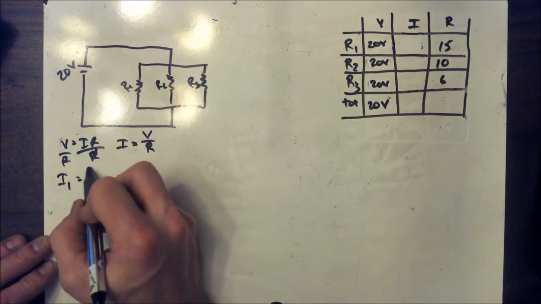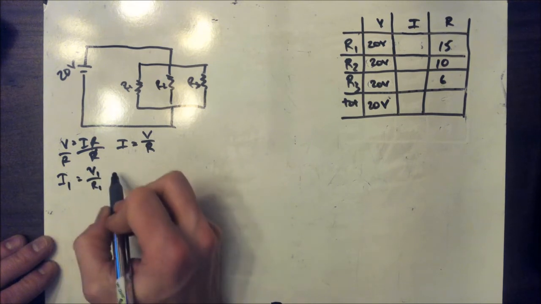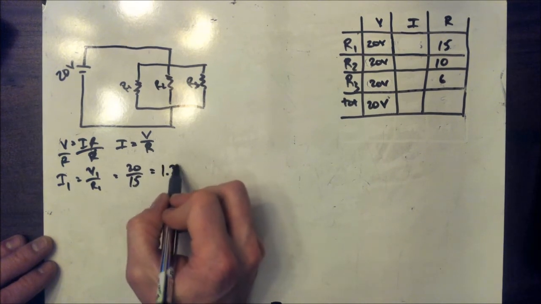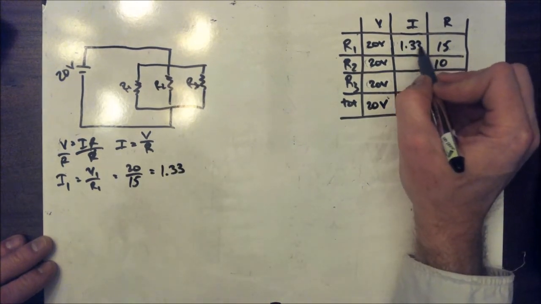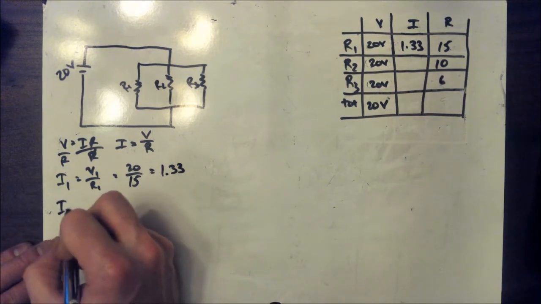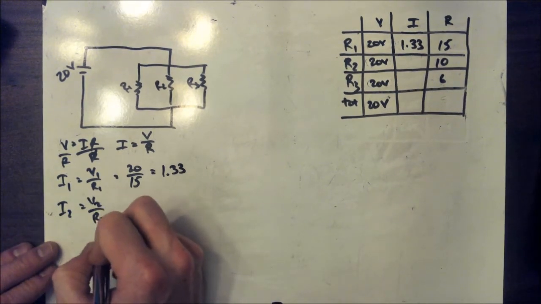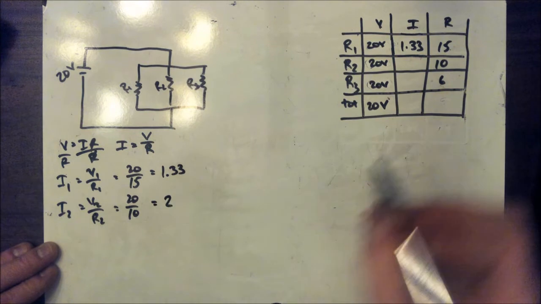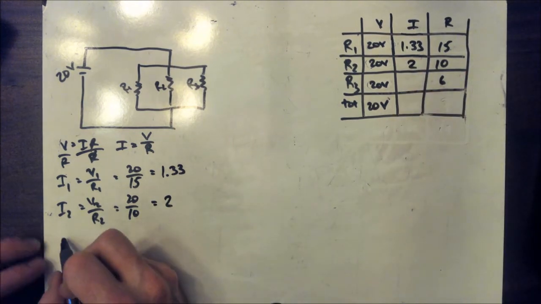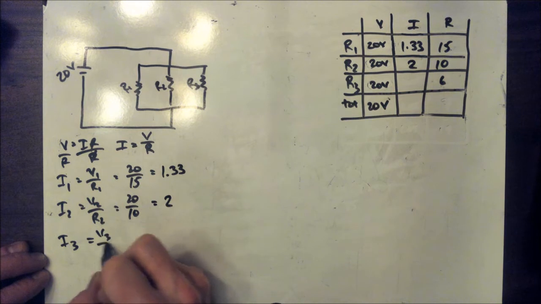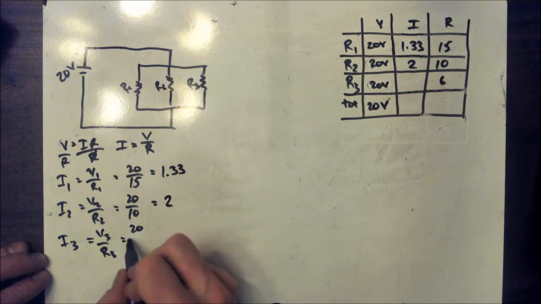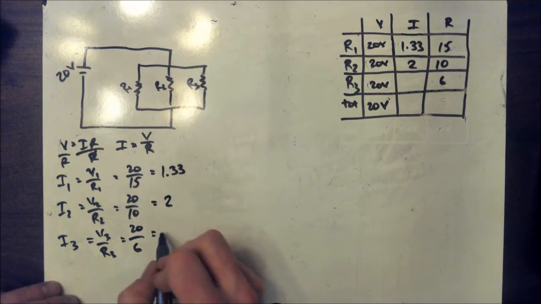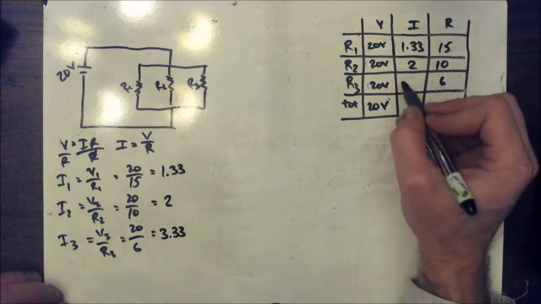Now I1 is going to be equal to V1 over R1, or 20 divided by 15. That gives us 1.33. I2, likewise, is V2 over R2, or 20 divided by 10. And that's just going to give us 2. And then lastly, I3 is V3 over R3, or 20 divided by 6, and that is 3.33.